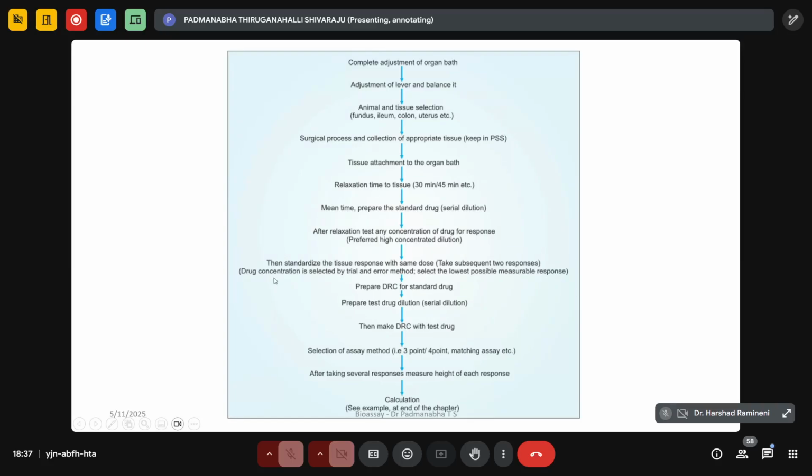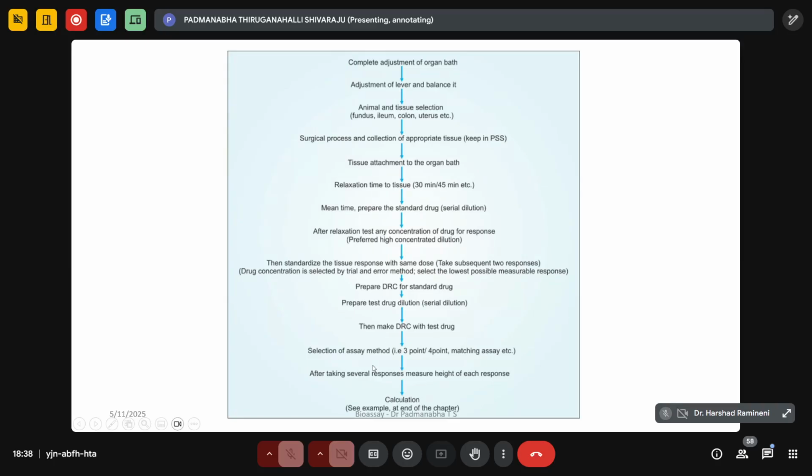Basically, all this bioassay is about comparing with the standardized drug. You need to standardize the tissue response of the unknown concentration against the known concentration of the standard drug, which you will use to compare and find the concentration of the unknown compound. So you prepare a dose response curve for the standard drug initially, then prepare the test drug dilution and make a dose response curve for the test drug.